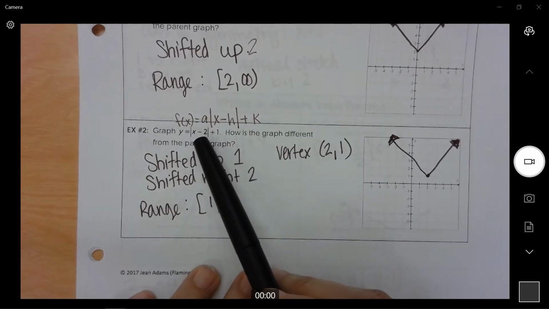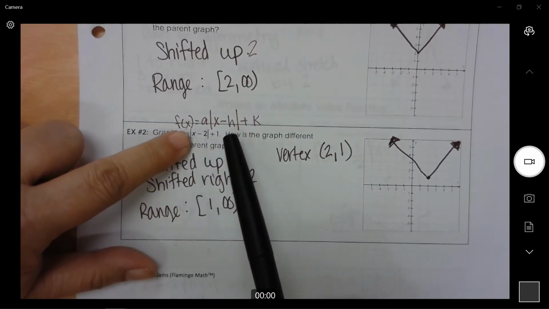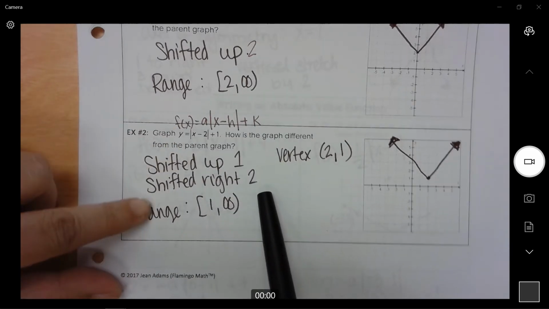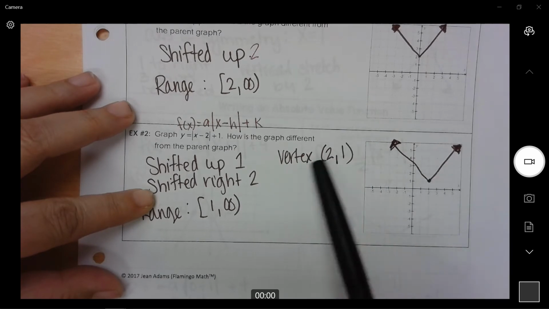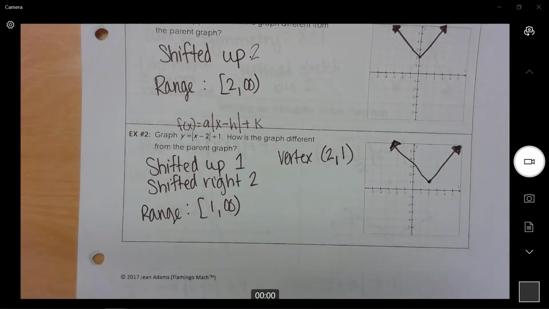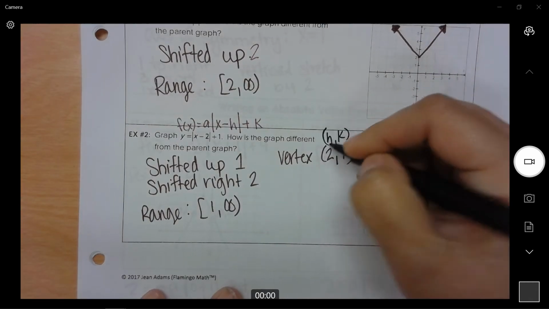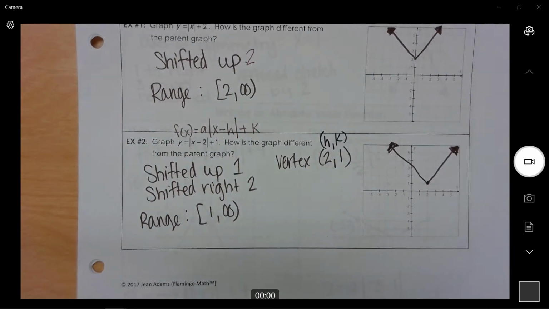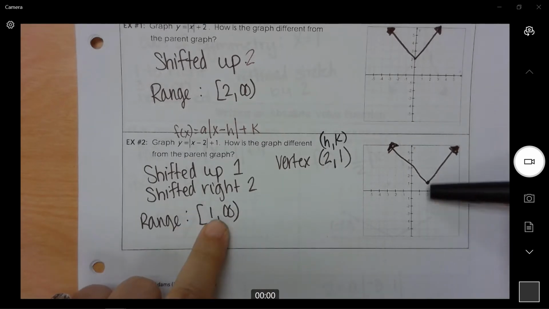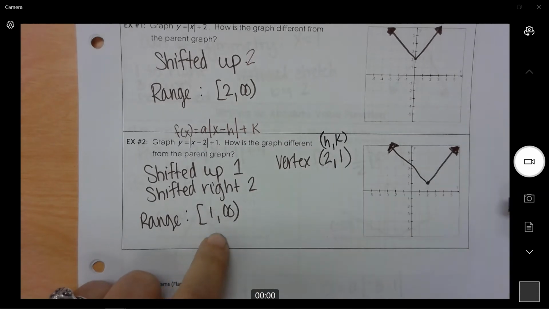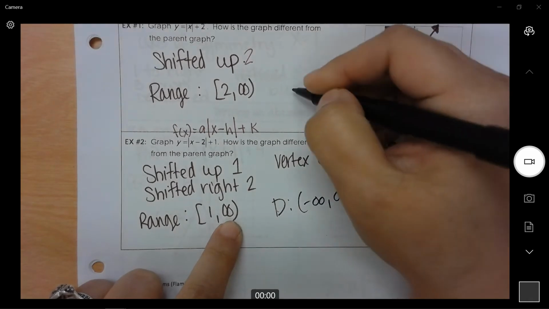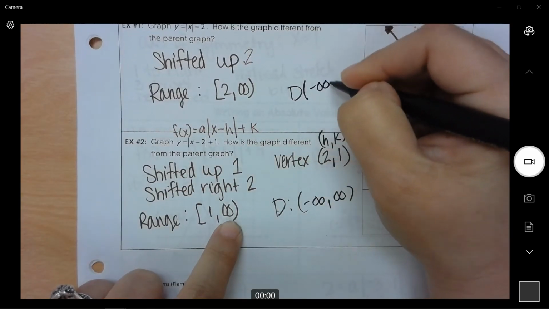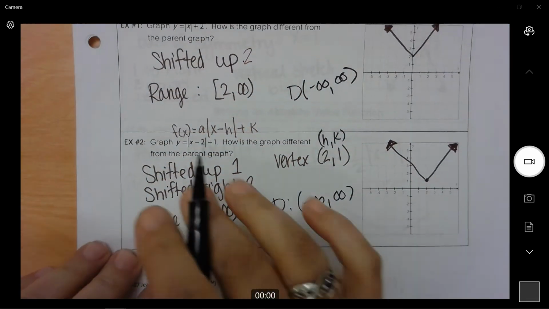Here we have a shifting to the right by 2 and up by 1. And so we are going over to 2 and then up to 1, and then we're drawing our graph. So our vertex is now at 2, 1. That's our HK. I keep referring back to the HK because we use it all year round. And what has changed? Well, the only thing that really did change is our range went from 0 to 1. But our domain is still the same thing. So domain is always going to be negative infinity to infinity on both of those examples, because domain does not get changed even when you go left or right.